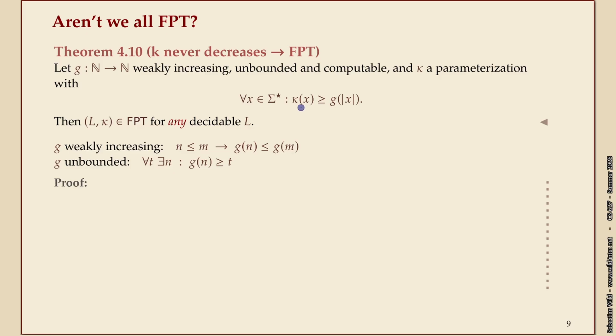You just need that your parameter is bigger than some function of the input, where this function is weakly increasing. So it means it doesn't go down if you increase the input, and is unbounded. So it doesn't just stop at some constant value. It eventually reaches any possible value. But that second part, I guess, is very natural for most types of parameters. It's the first part that you should be wary about. And we also need this function to be computable, but that's a weak requirement. Okay.